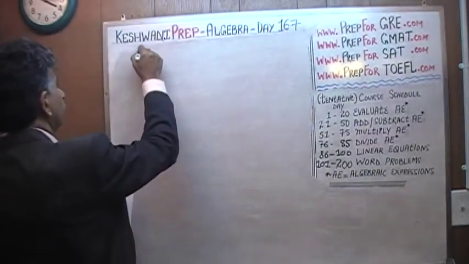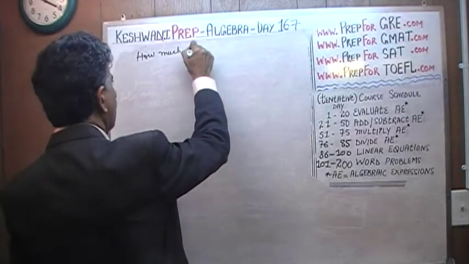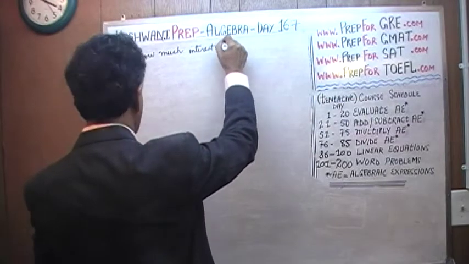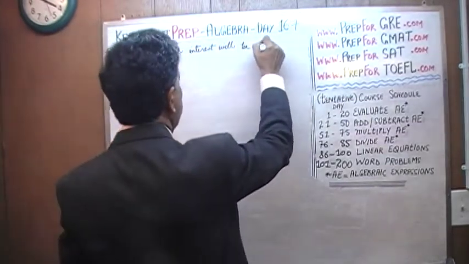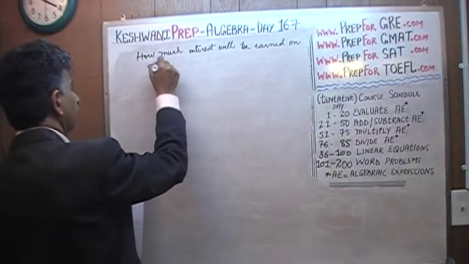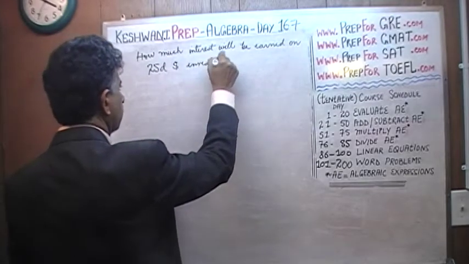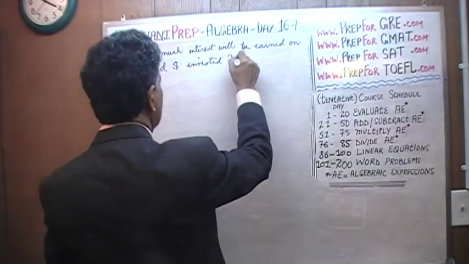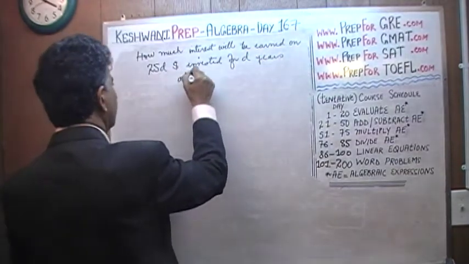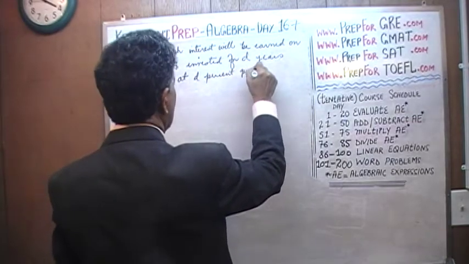Question is, how much interest will be earned on $25D invested for D years at D% per year?